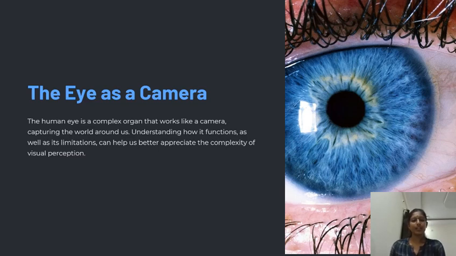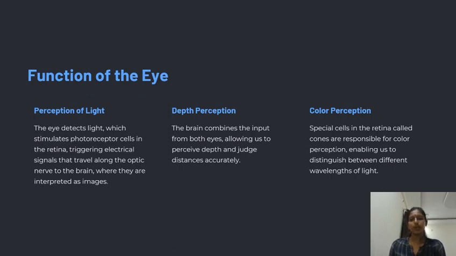So, the eye as a camera. The human eye is a complex organ that works like a camera, capturing the world around us. Understanding how it functions, as well as its limitations, can help us better appreciate the complexity of visual perception. First, let us see about the eye and its functions: how it functions and what its components are. So, perception of light, depth perception, and color perception. It will capture the light, it will see the depth, and it will see the color of the light or the object.